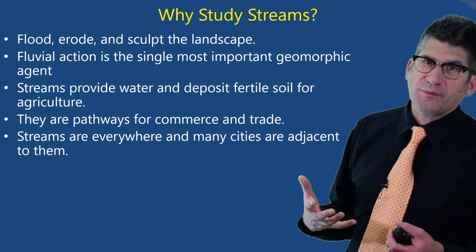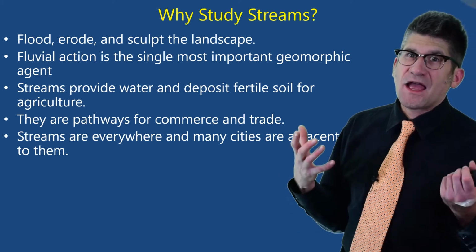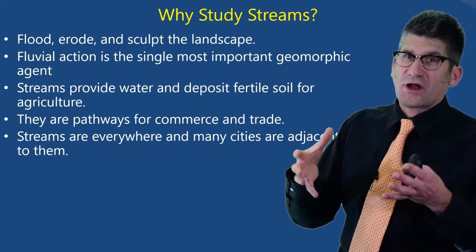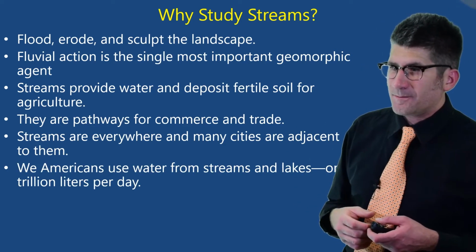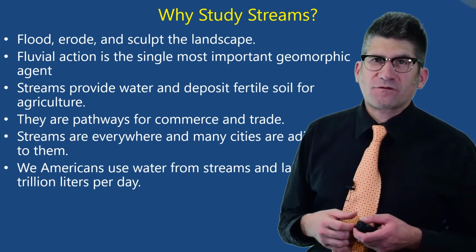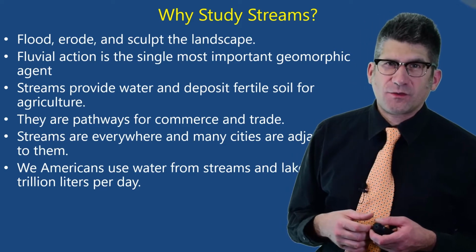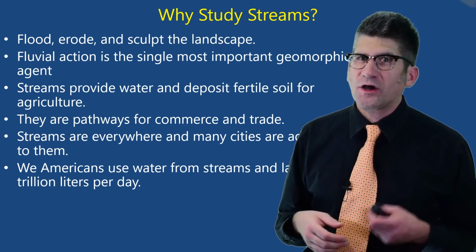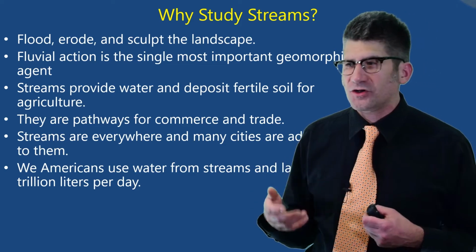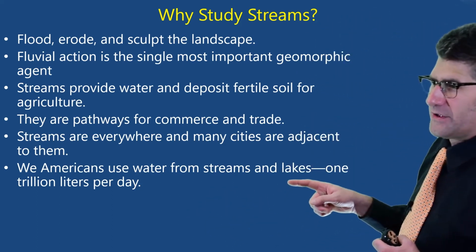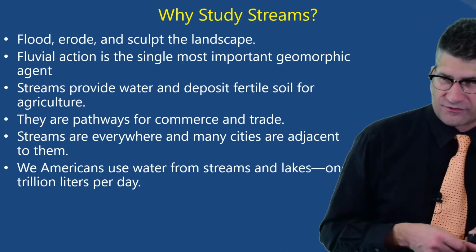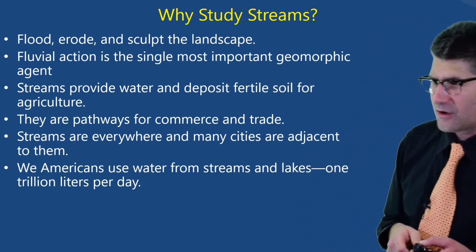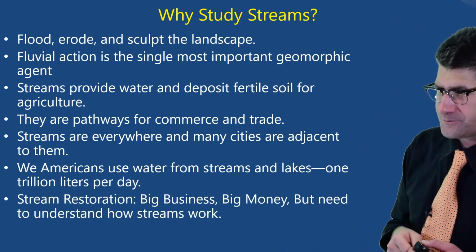Oftentimes where a lot of people live are next to rivers, so we end up having to control rivers and control how they flood to keep people safe that live near these rivers. Also, we need water for lots and lots of activities associated with civil society, whether that's for drinking water, for car washes, for agriculture. And so Americans here, we use about 1 trillion liters per day of water, highlighting the importance of understanding rivers and the movement of water.